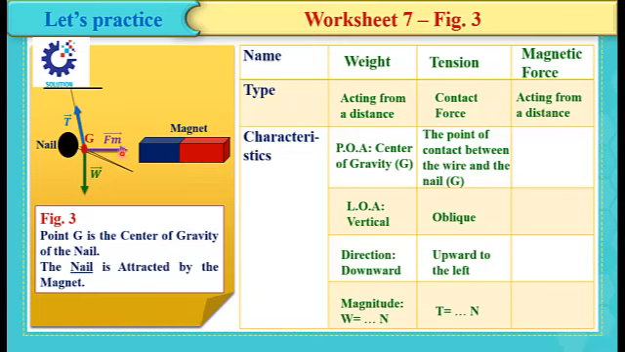Let's write them. The point of application is the center of gravity. The line of action is horizontal and directed to the right. It is represented, as we said before, with capital F and small m. The SI unit, of course, is Newton. Let's continue.